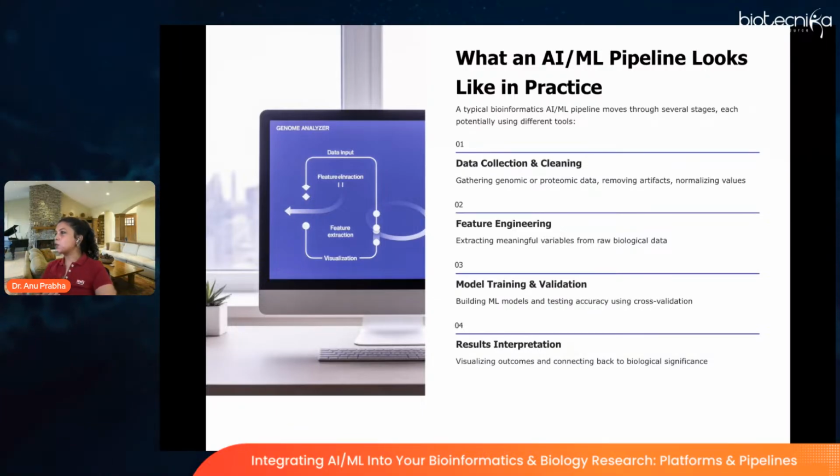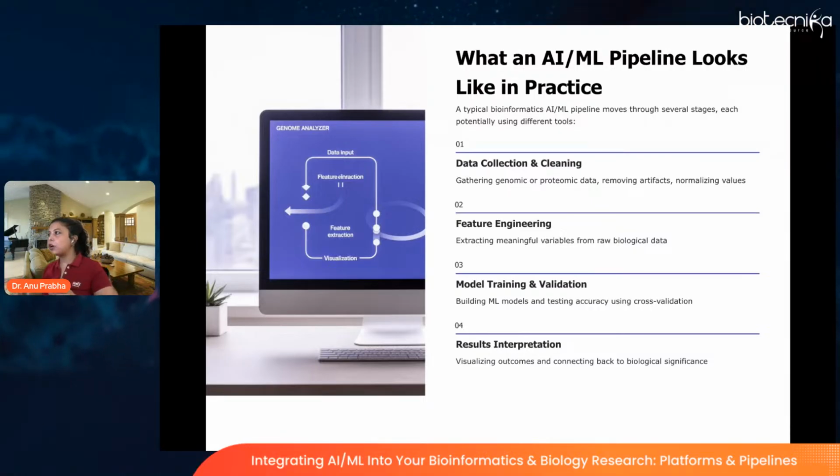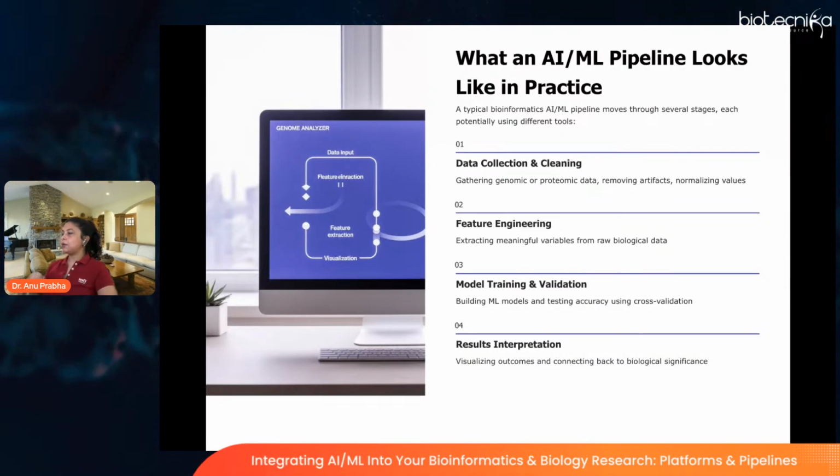Okay. The last one is results interpretation. Once you have made a model, have seen the outcome, you have tested it, now you have validated it, now this is the kind of outcome I'm looking out for.